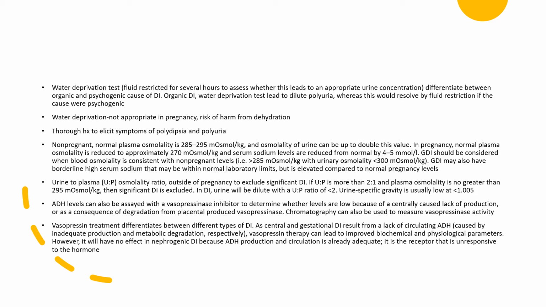The vasopressin treatment differentiates between different types of diabetes insipidus. Central and gestational diabetes insipidus result from a lack of circulating ADH. Vasopressin therapy can lead to improved biochemical and physiological parameters. However, it will have no effect on nephrogenic diabetes insipidus because ADH production and circulation is already adequate. It's the receptor that is unresponsive to the hormone in nephrogenic diabetes insipidus.